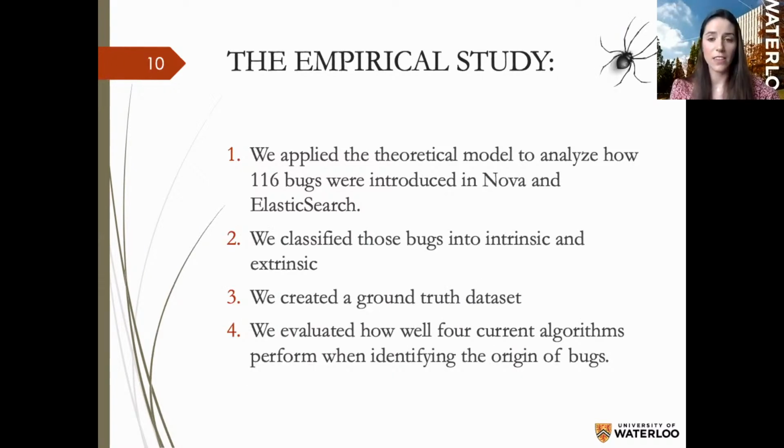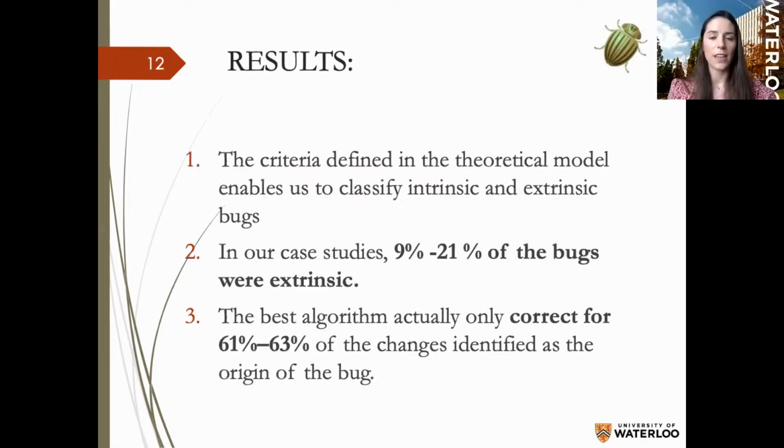This operationalization of our model helps us to create a manually curated dataset that we then use to evaluate how well 4 current algorithms perform when identifying the origin of bugs. Our results indicated that the criteria defined in the model enable us to classify bugs as intrinsic or extrinsic. Also, for the 116 bugs, we found that 9 to 21% of them were extrinsic, meaning that they don't have a bug introducing change in the version control system. Finally, we found that the best algorithm is actually correct for 61 to 63% of the changes identified as the origin of the bug.